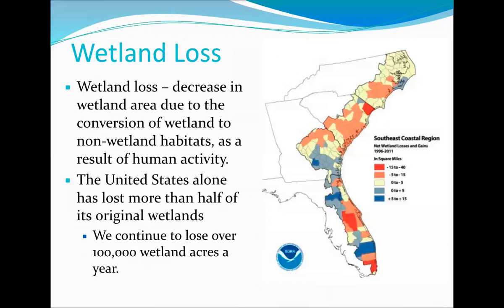A lot of definitions in this unit. Another one being wetland loss. So if we're talking about the loss of something, okay, it's going away, we're losing it. So this is a decrease in wetland area that is due to the conversion of wetland to non-wetland habitats, okay? And this is due to human activity, so things that we do. The United States alone has lost more than half of its original wetlands, and we continue to lose over 100,000 wetland acres a year. And this is due to things that humans do, so human activity.